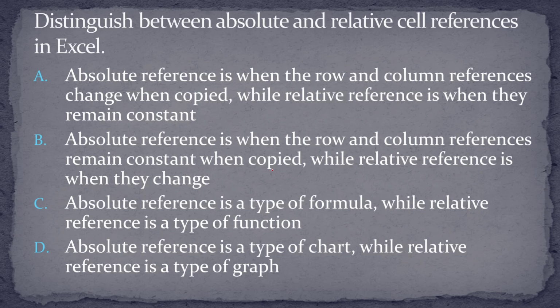Distinguish between absolute and relative cell reference. So this is very important to know about absolute and relative cell reference. This is one of the major parts of Excel. So please try to gather some facts or remember about this. Absolute reference is when the row and column references remain constant when copied, but relative reference is when they change. Let's move on ahead to our next question.